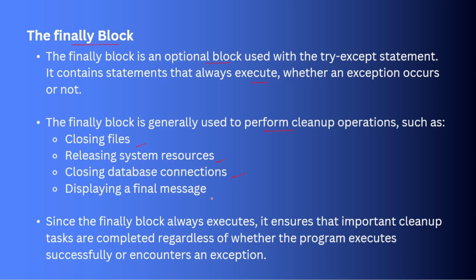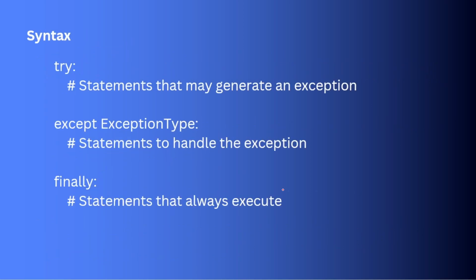Then displaying a final message. Since the finally block always executes, it ensures that important cleanup tasks are completed regardless of whether the program executed successfully or encountered an exception. Okay, so this is the syntax. Inside the try block, we'll write all the code where an exception could be generated. Then we mention all those exception types and statements that handle the exception. And then inside the finally block, we write the statements that we want to be executed irrespective of whether our program ran smoothly or whether an error was encountered.